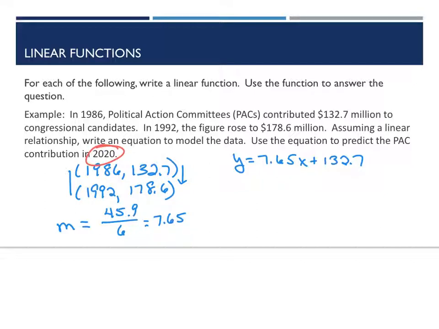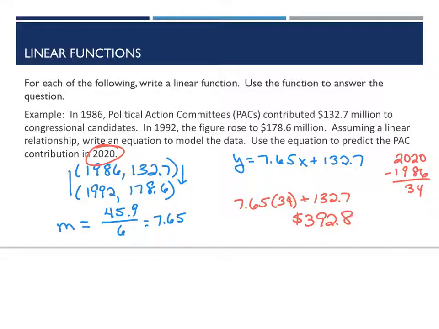2020, I need to know how many years 2020 is past 1986. If I do that subtraction, I get 34. So if I want to estimate how much was given to political action groups in 2020, or how much will be given in 2020, I'm a little ahead of myself, that would be 392.8, and don't forget we were talking about millions there.